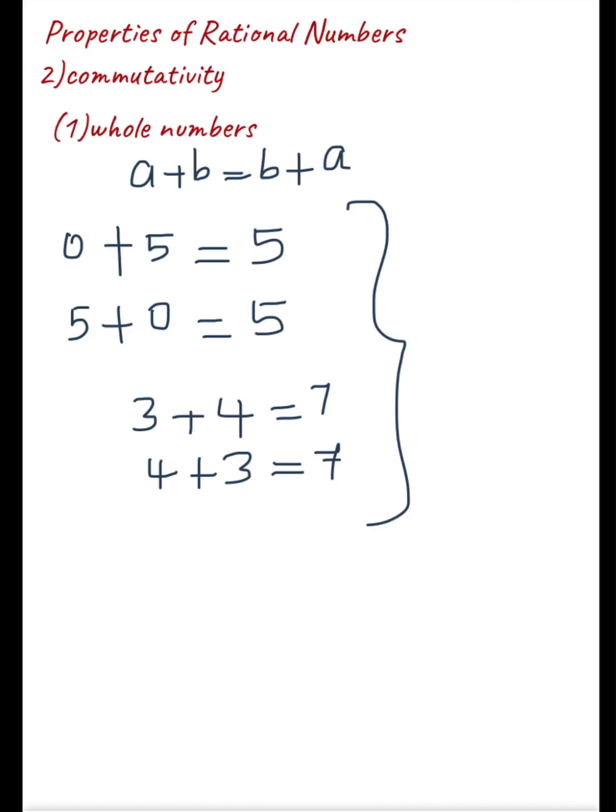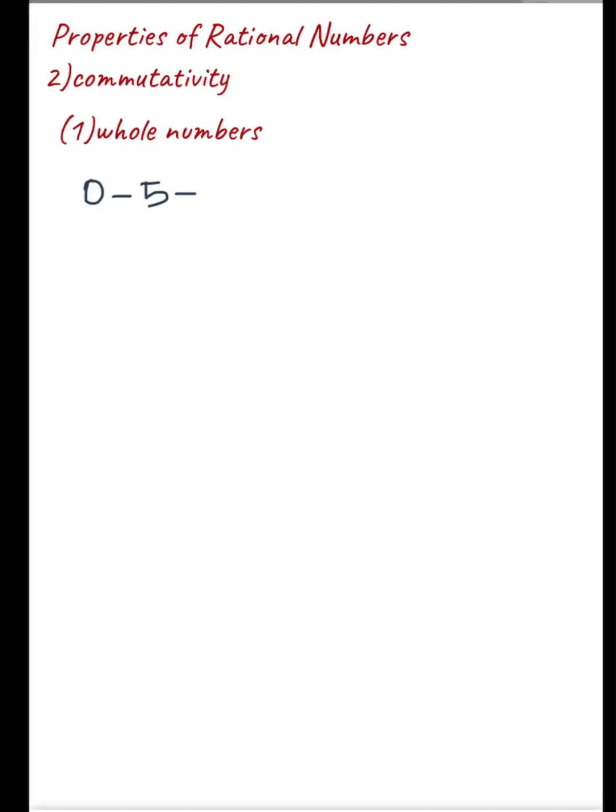Now let's see what is the case with subtraction. For subtraction, I am taking again 0 and 5. What is 0 minus 5? That is minus 5. Now I am changing the order and subtracting, that is 5 minus 0. What is 5 minus 0? It's 5. So here these are not equal. Minus 5 is not equal to 5.